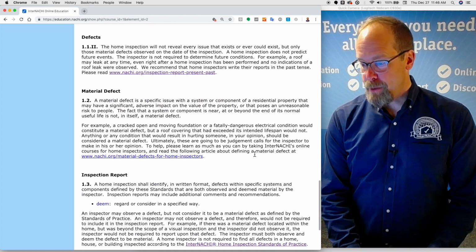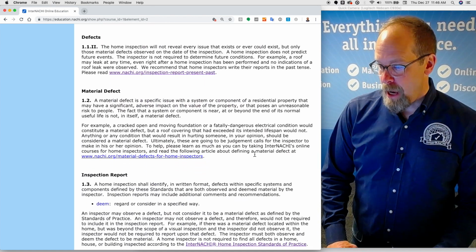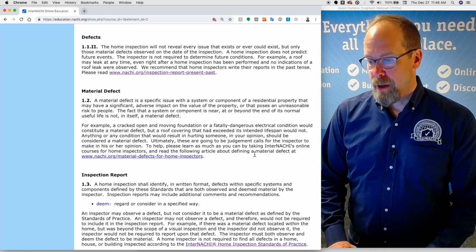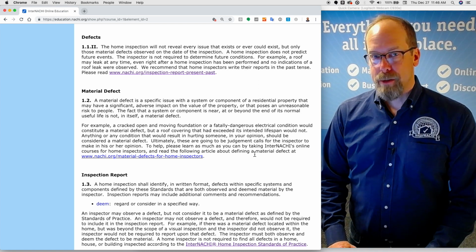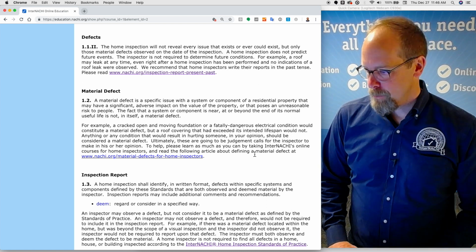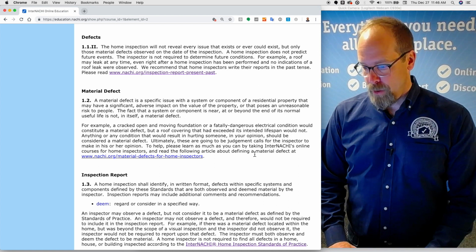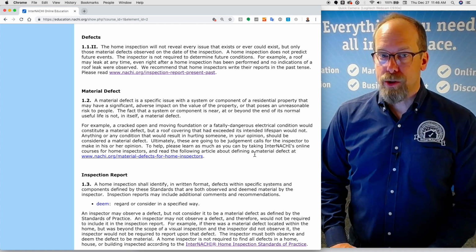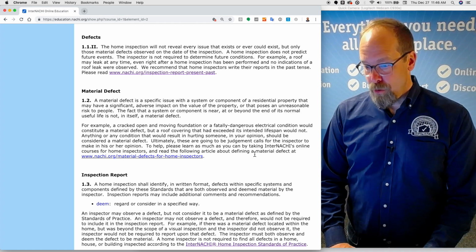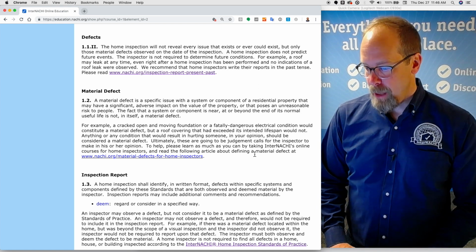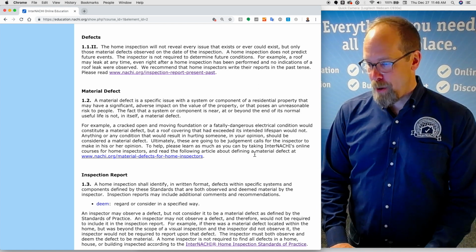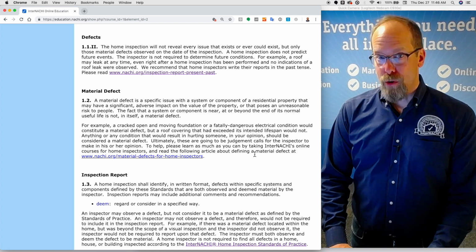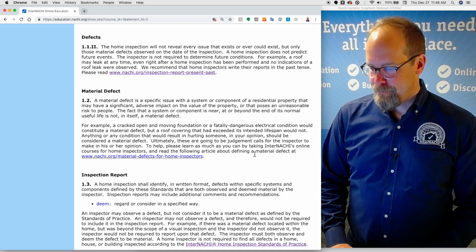Defects. A home inspection will not reveal every issue that exists or could ever exist, but only those material defects observed on the date of the inspection and deemed to be material. A home inspection does not predict future events. The home inspector is not required to determine future conditions. For example, a roof may leak at any time, even right after you perform a home inspection, and there were no indications of a roof leak observed.